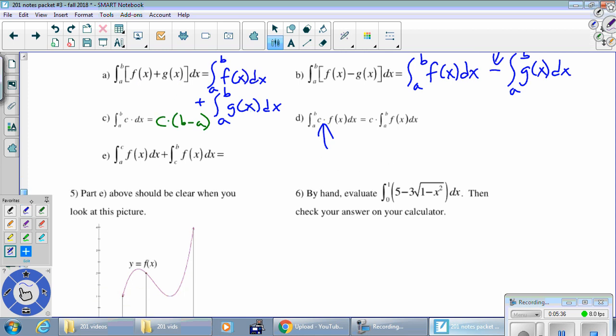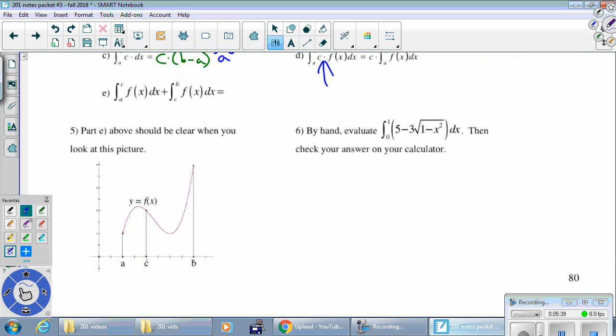Okay, part E is kind of a wonky one. Let's take a look. It says integral from a to c. It's the same function f of x in both integrals. So this is the integral from a to c plus the integral from c to b, and somehow we're supposed to write something meaningful down.